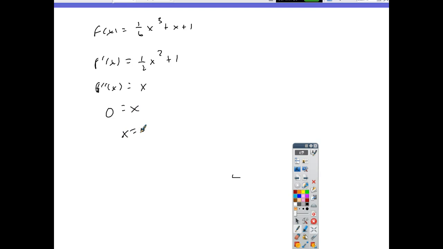Fair enough? Now, how do I tell whether it's concave up or concave down? Check left or right. See how much fun this is? From negative infinity to 0, and from 0 to positive infinity. I'm going to go into my second derivative and plug in a number less than 0. Give me a number less than 0. So the second derivative at -1 is -1. Therefore, it's going to be concave down.